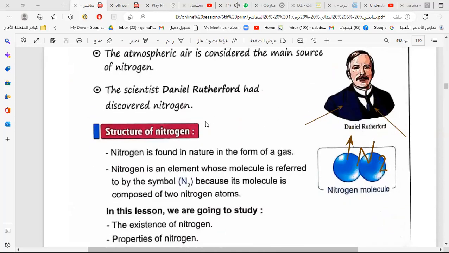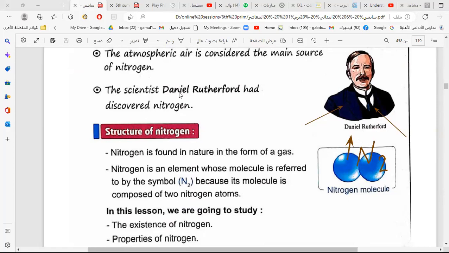Yes. Oxygen is an element. Carbon dioxide is a compound. Why? Because it consists of different atoms, so it is a compound. Okay? It has one carbon atom and two oxygen atoms, so it is a compound. Thank you, Bilal.